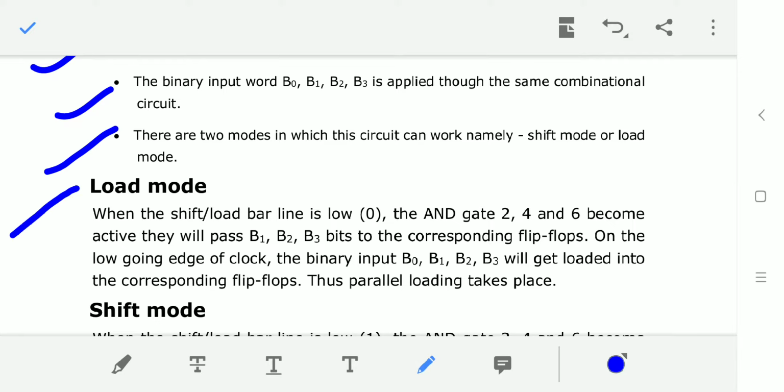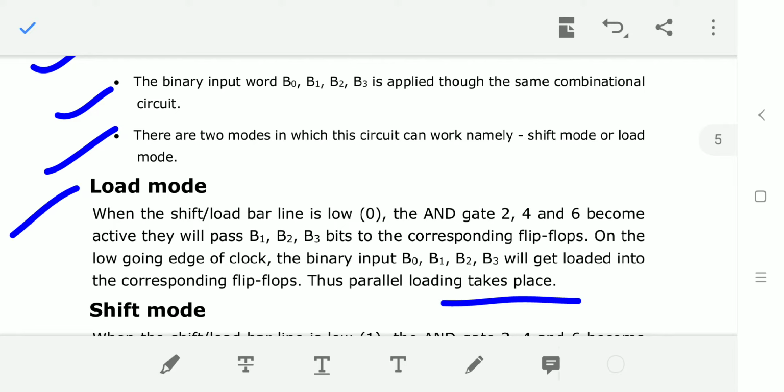Load mode. When the shift/load bar line is low, 0, AND gates 2, 4 and 6 become active. They will pass the B1, B2, B3 bits to the corresponding flip-flops on the low-going edge of the clock. The binary input B0, B1, B2, B3 will get loaded into the corresponding flip-flops. Thus parallel loading takes place.